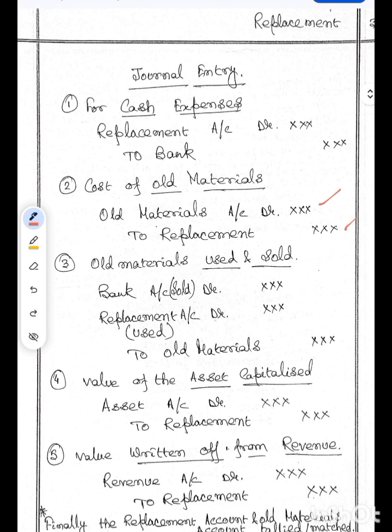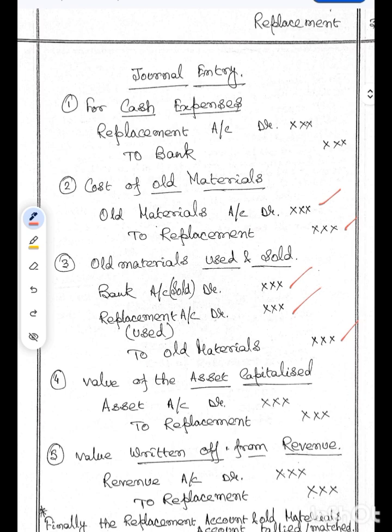Okay. Thereafter, it has already been told that these are the two parts. We are dividing it into two parts. One part is utilized for current reconstruction, and another part we sell. That means bank account debit for the selling entry, and replacement account debit for the part used, and it comes to old materials account. Okay. Next, value of the asset capitalized.